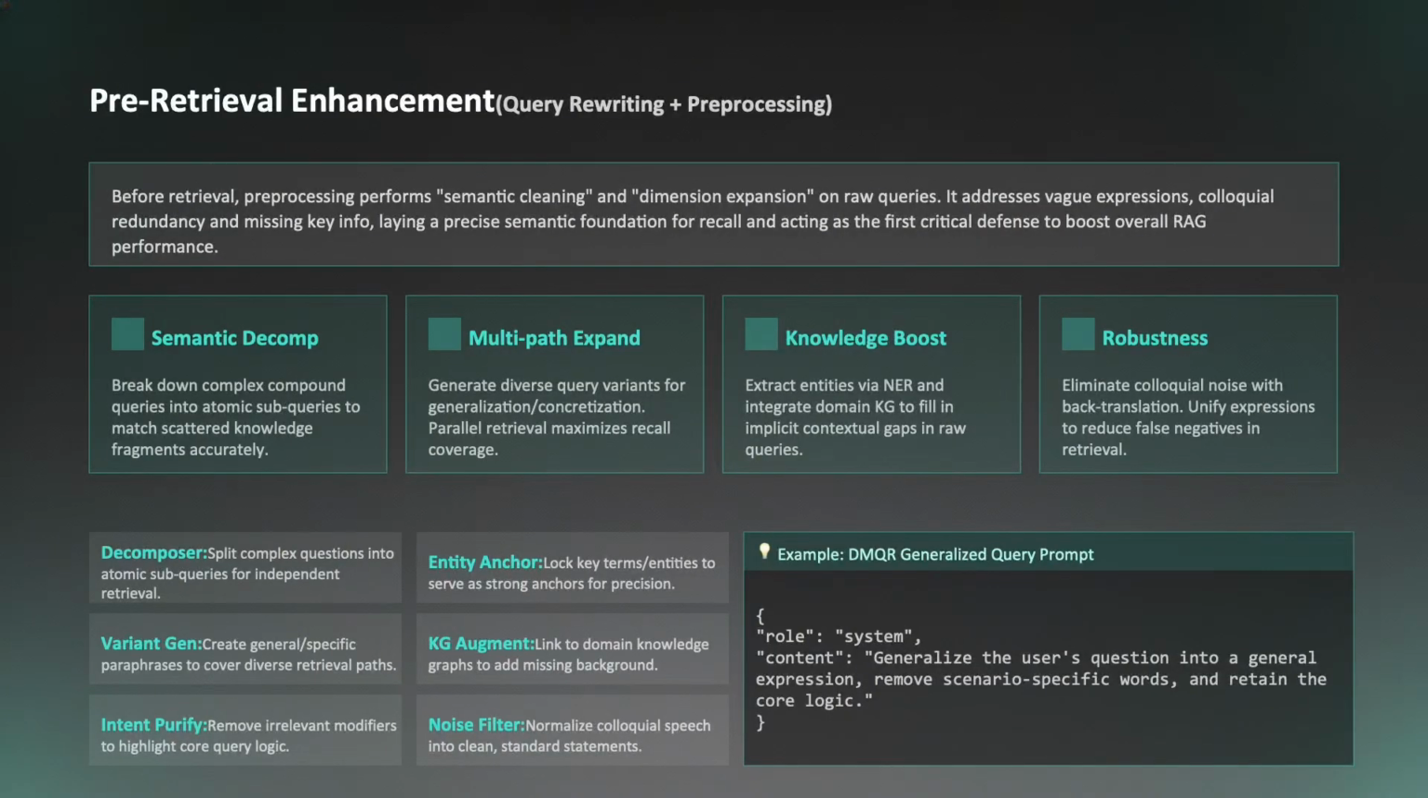Use Chinese-English round-trip translation to strip colloquial noise, standardizing query expression, and lowering retrieval misjudgment rates. Fifth, entity anchoring. Lock core professional terms and named entities as strong retrieval anchors to improve matching precision. Sixth, noise purification. Normalize messy spoken language into standardized retrieval statements. I'll show a practical configuration example of our DMQR generalized query prompt template, which instructs the LLM to strip scene-specific modifiers while retaining the core logic of the user's question for broader recall.